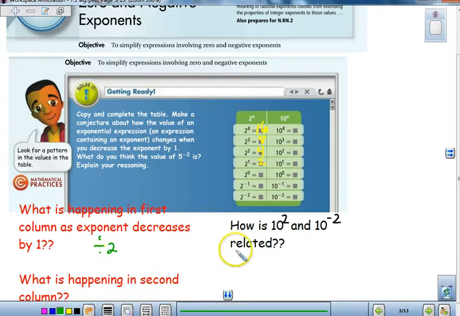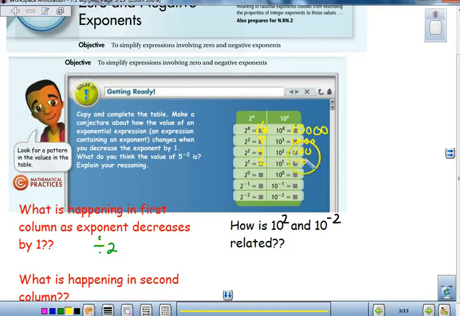What's happening in the second column? Well, 10 to the 4th just simply means that we're looking at a 1 followed by 4 zeros. 10 to the 3rd is 1,000. We had 10,000, 1,000, 10 to the 2nd is 100. 10 to the 1st is 10.